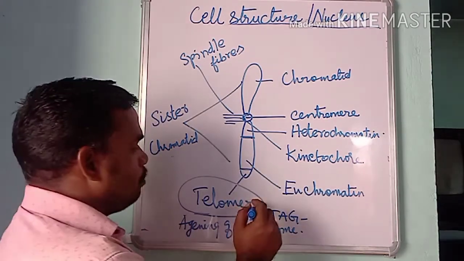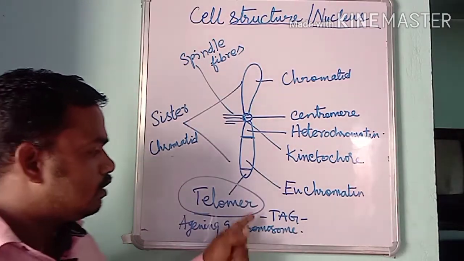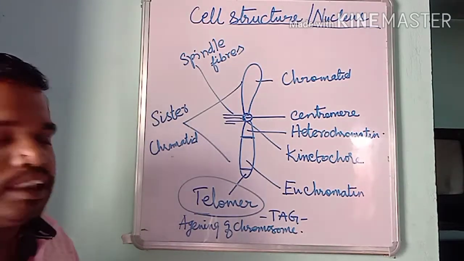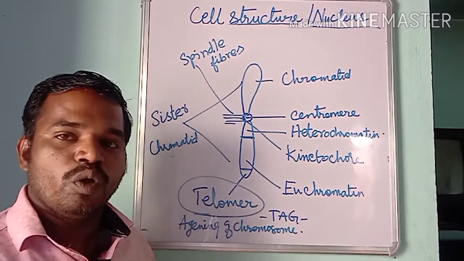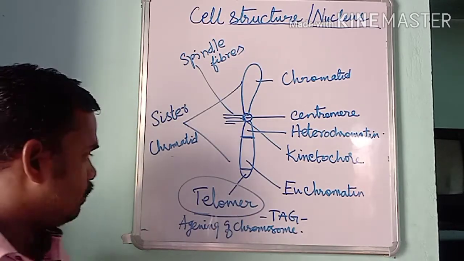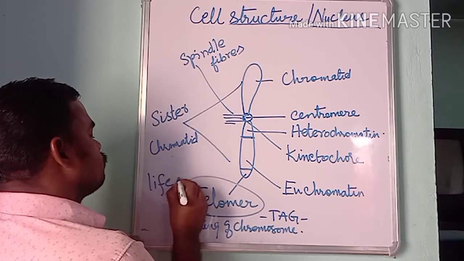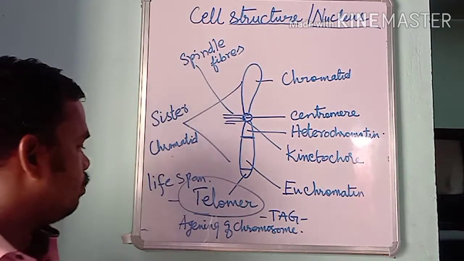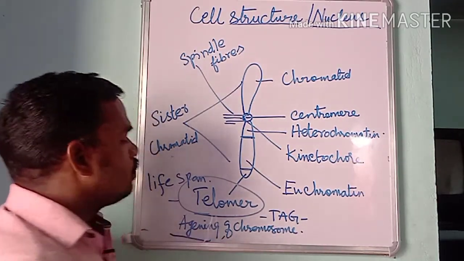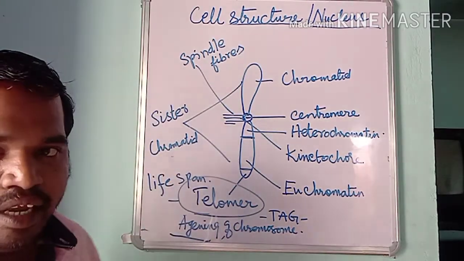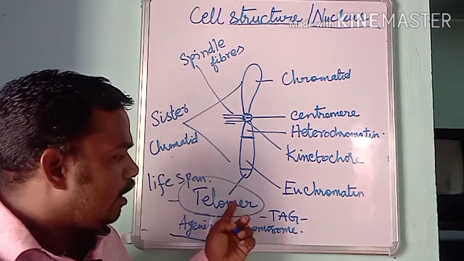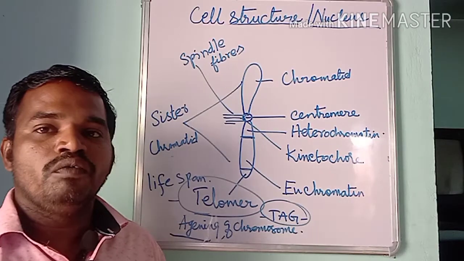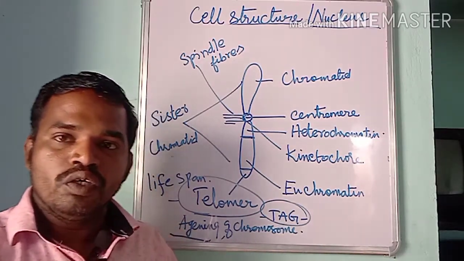So that's the major importance of the telomere. One is that it is involved in the aging process of the chromosome. The lifespan of the chromosome is determined by the telomere. So it is involved in studies of aging of the cell as well as cancer. It has a repeat sequence, and it prevents fusion with other chromosomes.